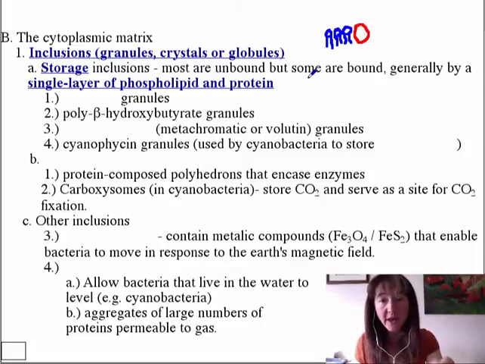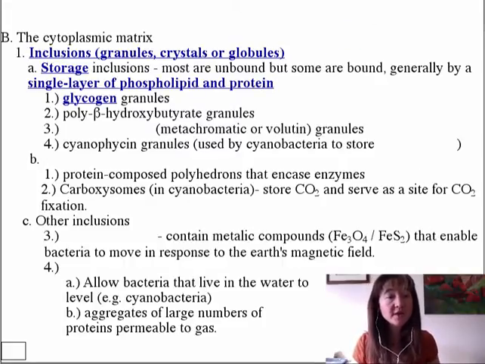Not all inclusions are bound. Some of them are unbound. Let's look at some of the types. We talked about glycogen storage granules. Glycogen, of course, being the sugar polymer, right? Many sugars all bound to one another, forming this large glycogen polymer used for carbon storage, energy storage. Polybeta hydroxybutyrate is not unlike glycogen. It's very much the same. It's a carbon polymer that's a good way to store carbon.